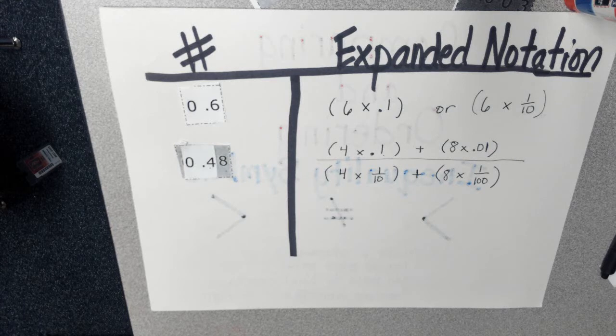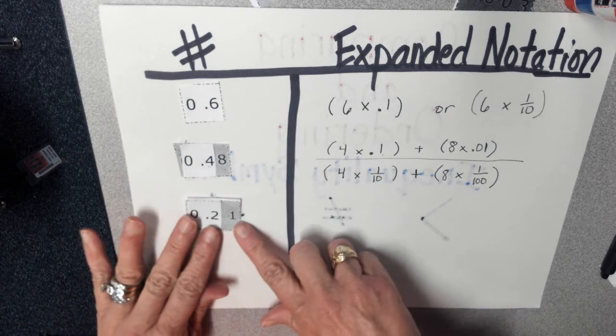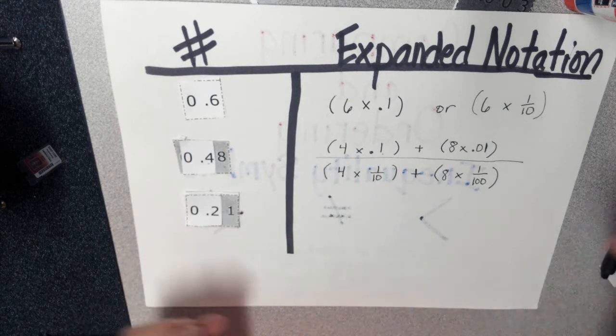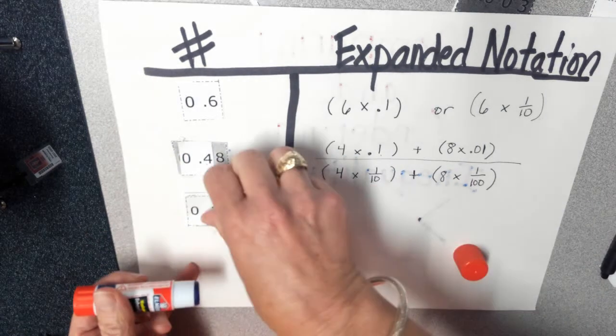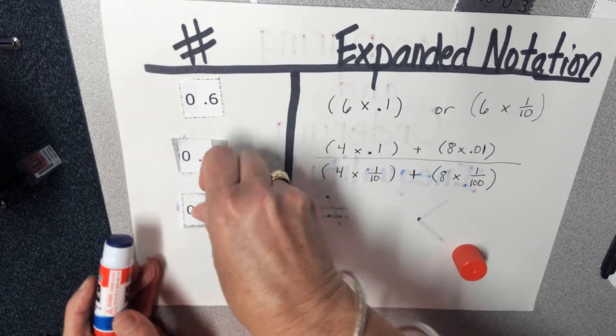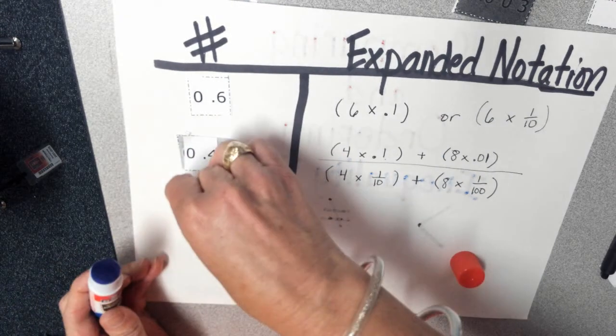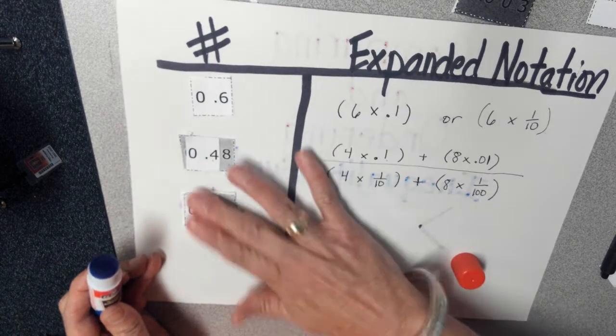What number is on your white piece of paper, Liam? 0.21. Okay. And what number is on the gray piece of paper, the light gray, Hannah? 1. So when we layer it up, it looks like this, 21 hundredths. Take your glue stick and let's glue that down. You have to glue it in 2 pieces. So you're gluing down your hundredths first, and then you're going to glue your tenths on top of that. So it looks like this.